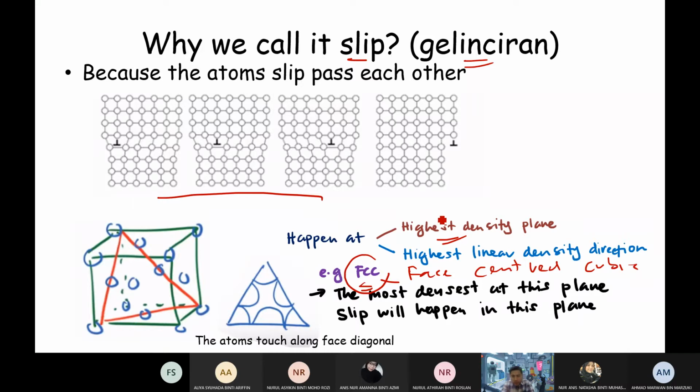Like what I have mentioned before, slip happens at the highest density plane in the highest density direction. So for FCC or face-centered cubic, it is the most dense at this direction. For FCC atom arrangement, dia paling pack sekali dekat sini, this type of direction. So slip will happen in this direction. We can see that the plane will cut through the atoms with the highest planar density.